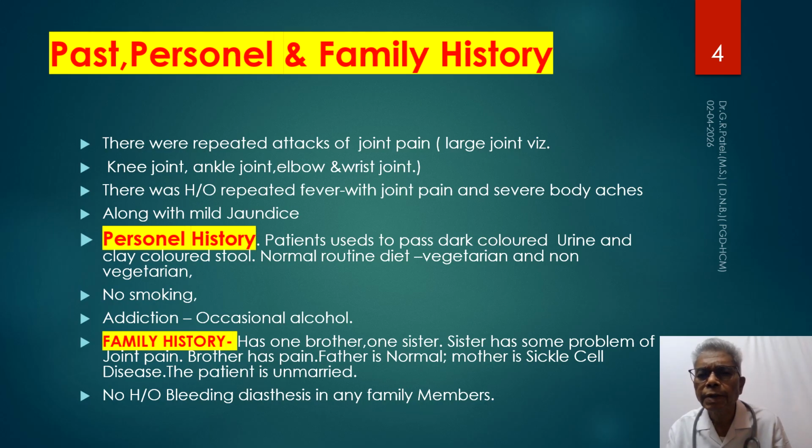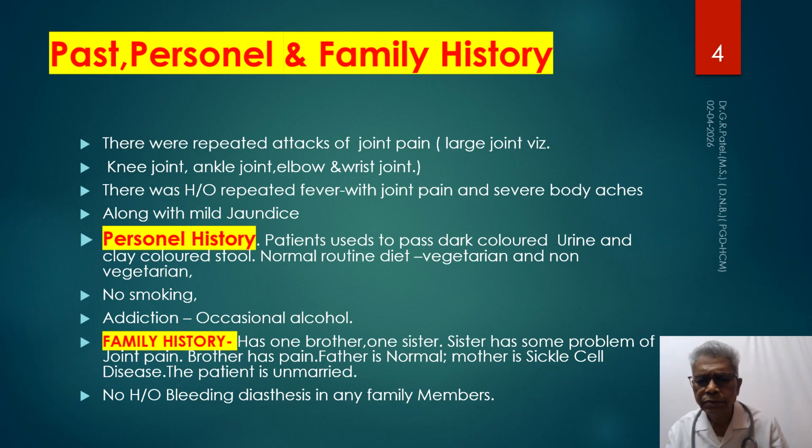As per the history given by the patient, he is most likely to have sickle cell disease. Sickle cell disease is a genetic disorder transmitted from generation to generation. Past personal and family history: there are repeated attacks of pain, joint pain involving large joints like knee joint, ankle joint, elbow, and wrist joint. There was history of repeated fever with joint pain and severe body aches, along with the jaundice.